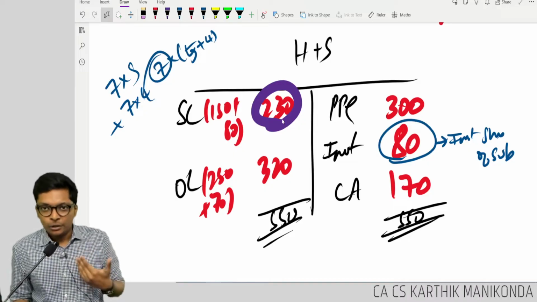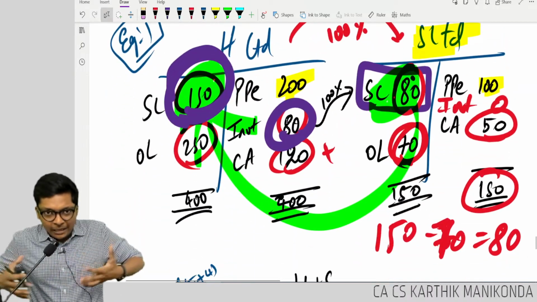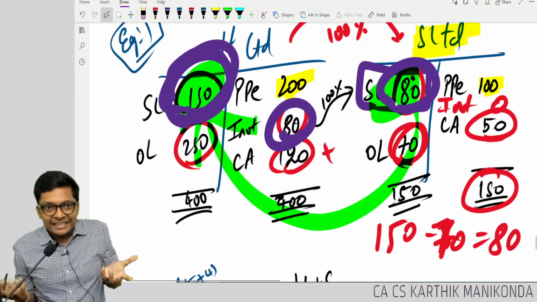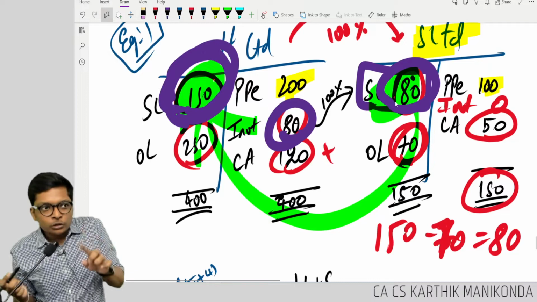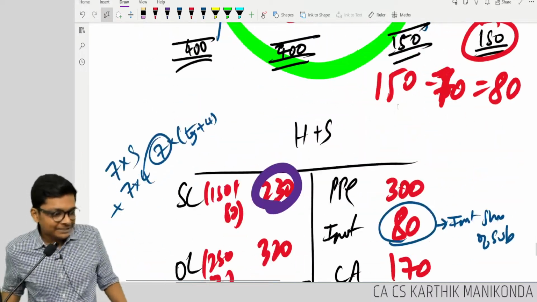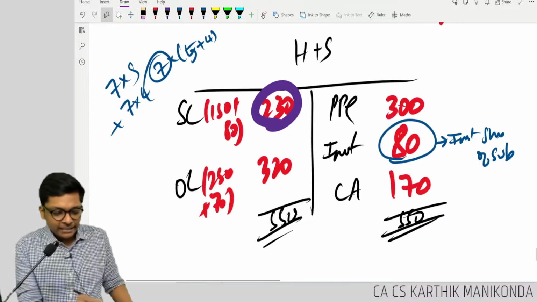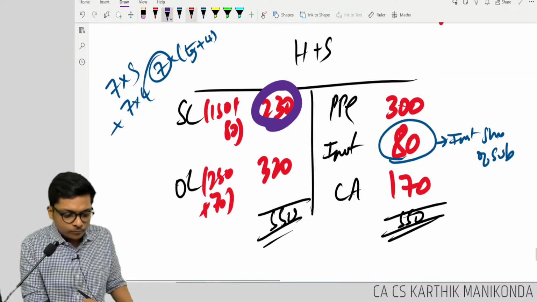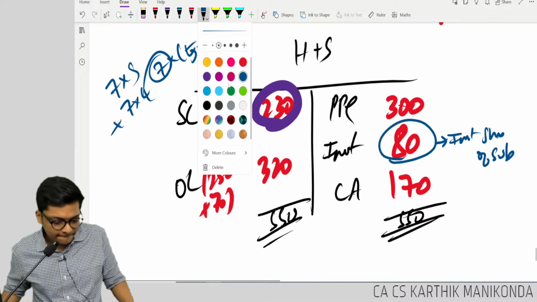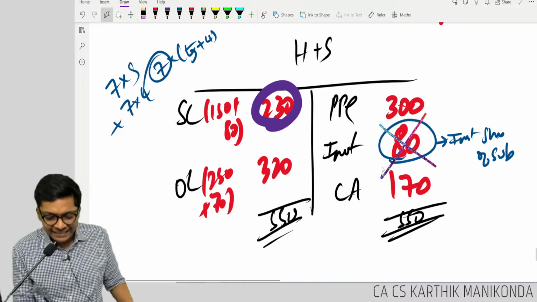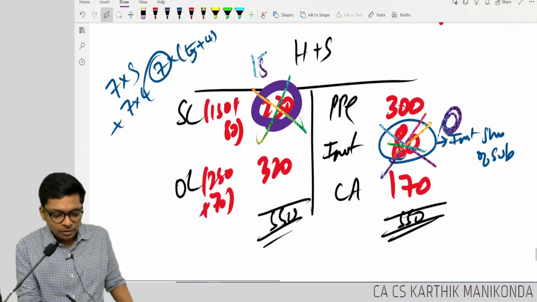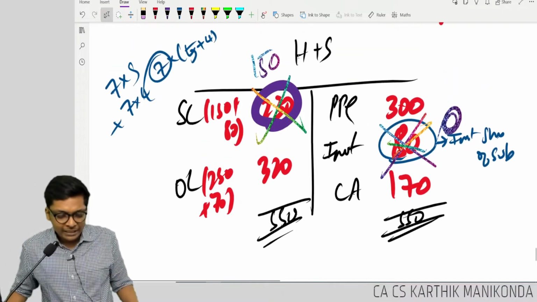Are you getting the logic? So the logic is the available capital is 150 only. How can you add 80 and tell it's 230 when 80 is inclusive of that? That 80 is part of 150. That means I have to remove that 80. So if I cancel, let's say one side, if I cancel 80 here, this 230 will become 150. Now we will revise the balance sheet.